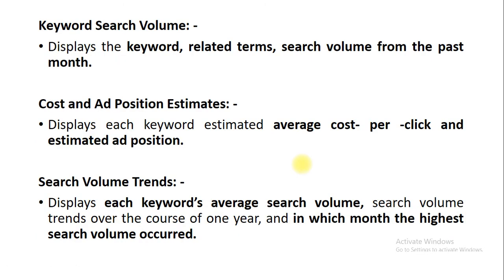Keyword search volume is the volume for a particular search term over the past month. It is based on the past month. Cost and ad position estimate is nothing but it will return the cost per click as well as the estimated ad position in the Google keyword tool. Search volume trend is nothing but the duration in the past when your search is at the top. We have taken the example of Valentine's Day, in which generally the month of February contains a high peak of traffic on the website.